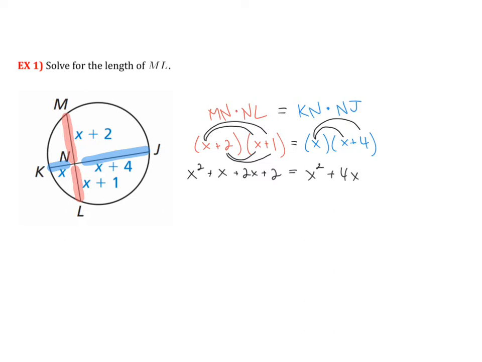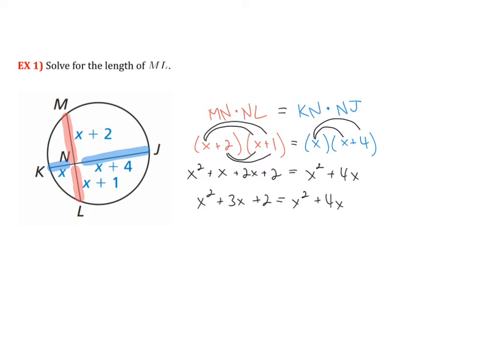Okay, now, from here, what I see is that we have x squareds, and we have a couple of terms with x's. Let's go ahead and combine our like terms on the left side and rewrite the equation first. So we get x squared, x plus 2x gives me a total of 3x, plus 2 is equal to x squared plus 4x.